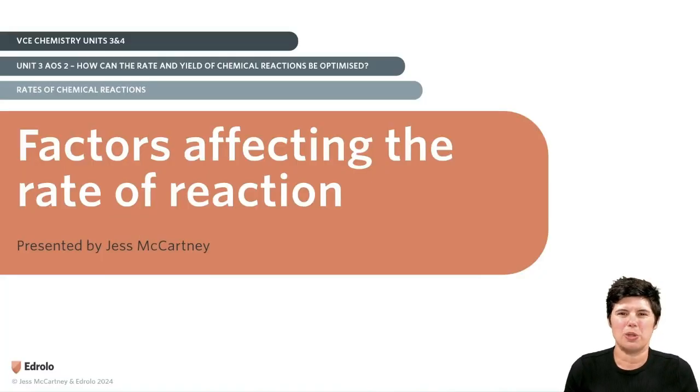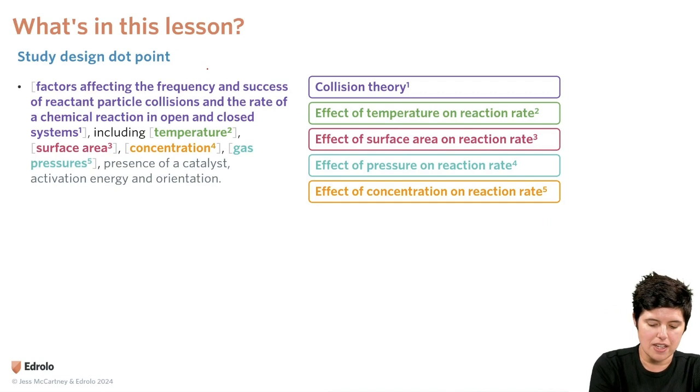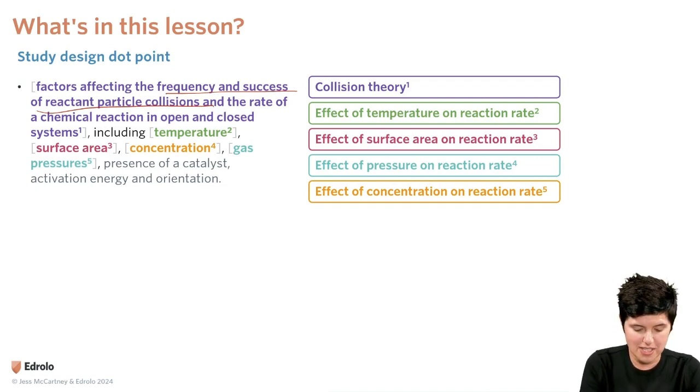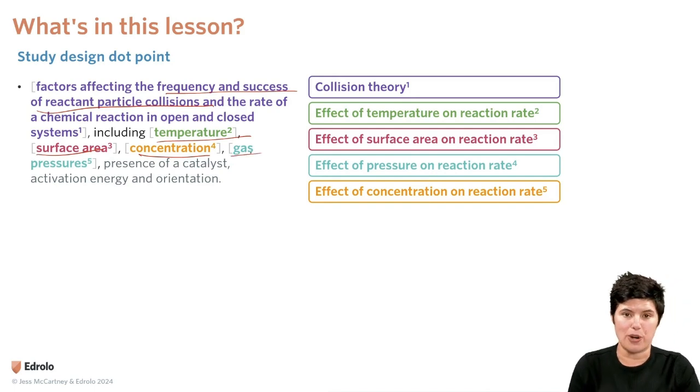So we are going to be looking at the factors affecting the rate of reaction. The study design dot points that we're going to cover today are the factors affecting frequency and success of reactant particle collisions and the rate of chemical reaction in open and closed systems. And this is going to be looking at the effect of temperature, surface area, concentration, and gas pressure.